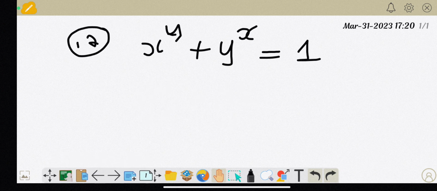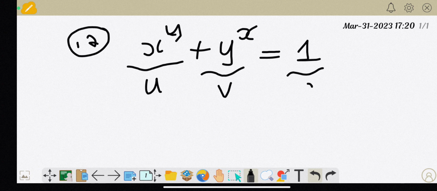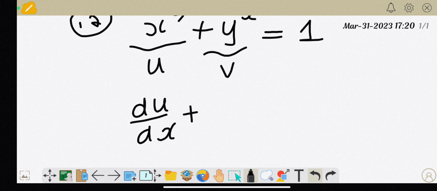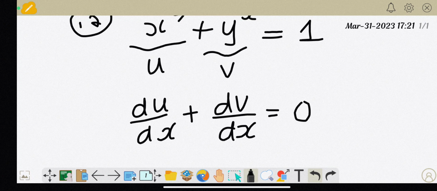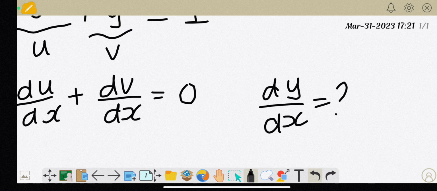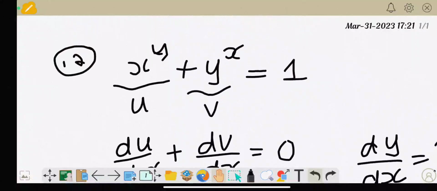This kind of problem we have solved in the exercise. Okay, no problem, I'll solve this. So now this is u, this is v. So now du by dx plus dv by dx should give me equal to 0. And what is our question? We have to find dy by dx. Dy by dx is how much?